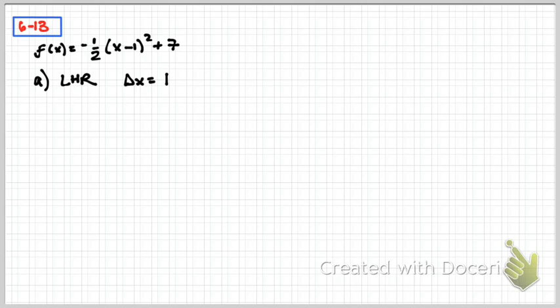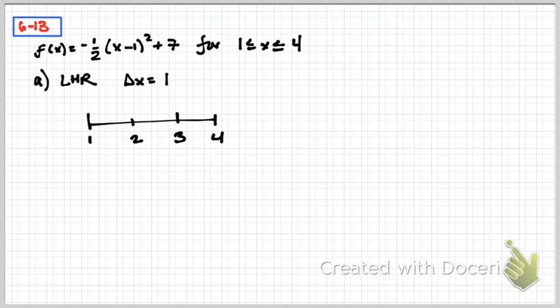So for this, if we're doing left hand endpoint, we're going to start with our domain. Oh, forgot to write our domain: 1 is less than or equal to x, which is less than or equal to 4. If we were to draw this out on a number line, we've got 1, 2, 3, 4, and we have 4 rectangles, x of 0, x of 1, x of 2. We're dealing with left endpoint, so here's your left. And our delta x is 1, so we're going to do this manually.